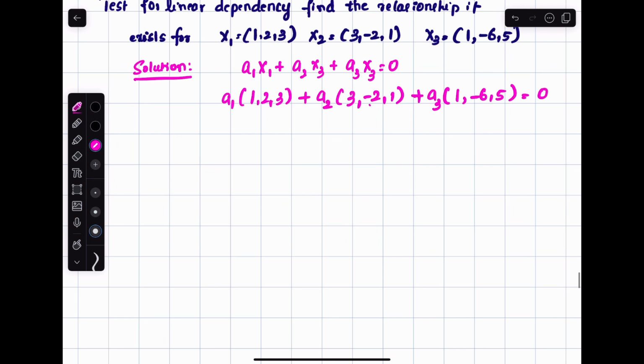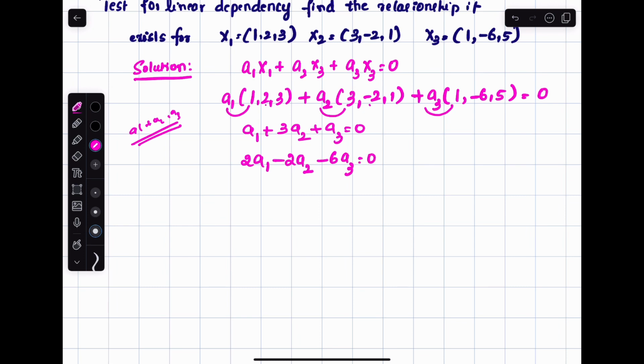Then what we have to do is, we know that in the equation we need three terms, a1, a2 and a3. So we will form three equations, since there are three vectors. The first is a1 plus 3a2 plus 3a3 is equal to 0. Then the second, 2a1 minus 2a2 minus 6a3 is equal to 0. Then the third equation, 3a1 plus a2 plus 5a3 is equal to 0.